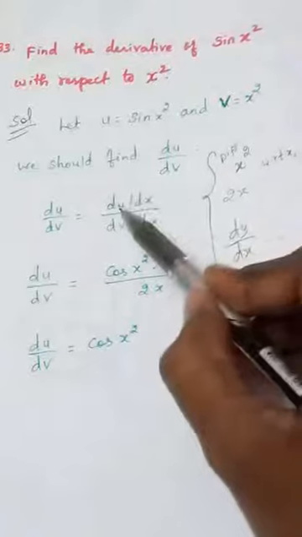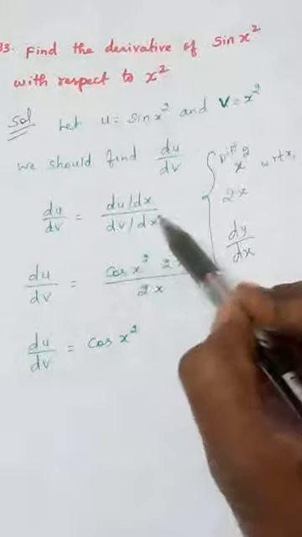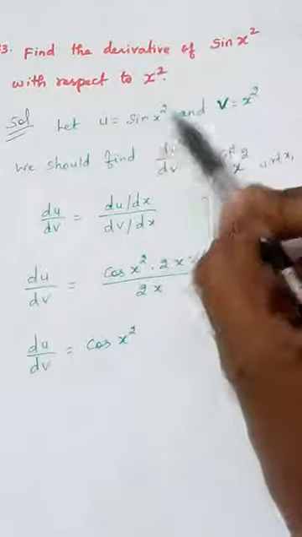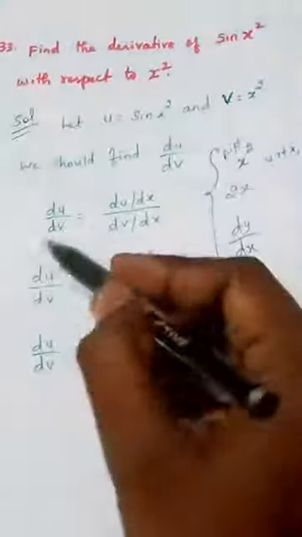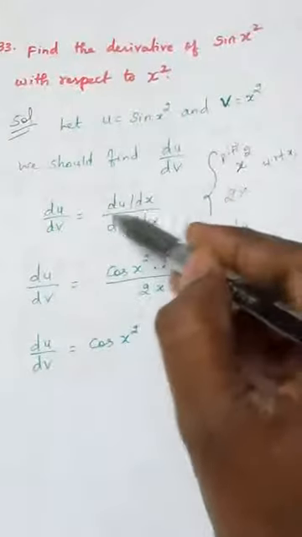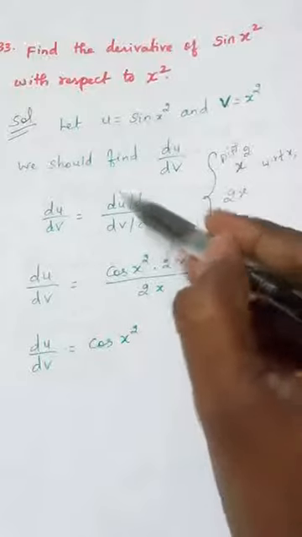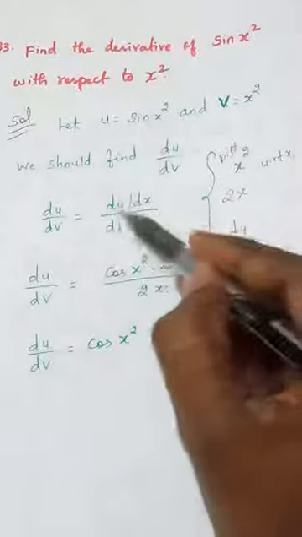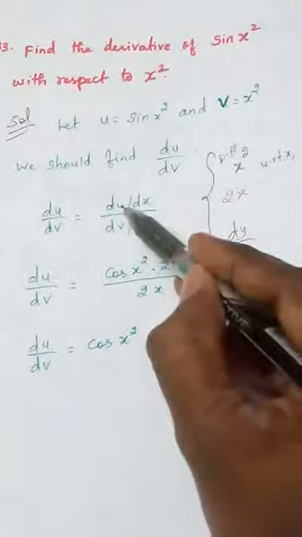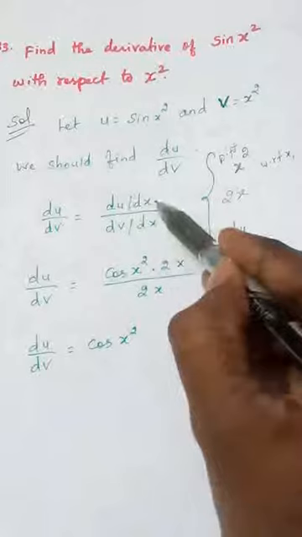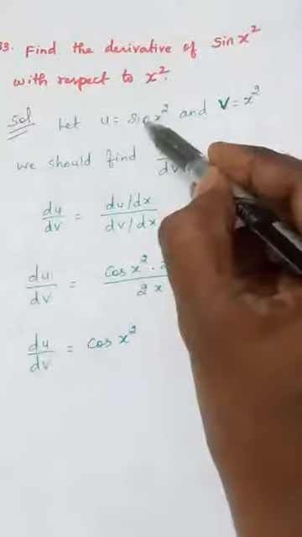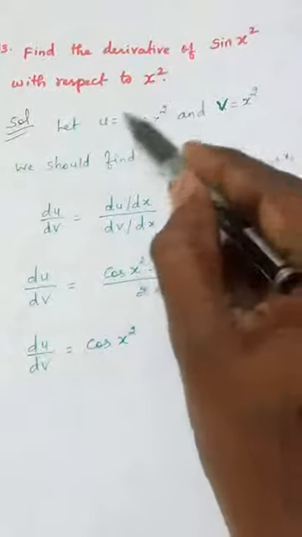Now, how to find du by dv? This is the formula: du by dx divided by dv by dx. Why is it written with dx? Because u and v are functions of x. So du by dv can be written as du by dx by dv by dx, because dx gets cancelled and you will get du by dv. Now how to find du by dx? It means differentiate u with respect to x. So this is u, and I have to differentiate this with respect to x.